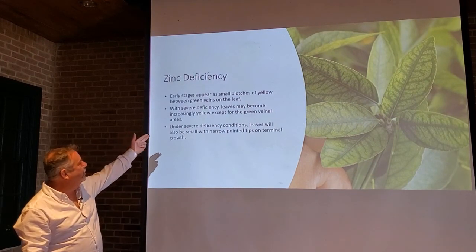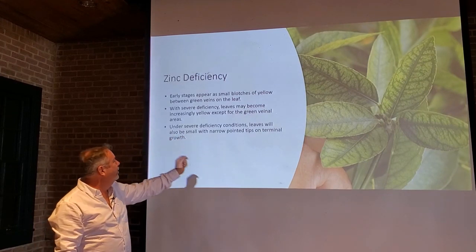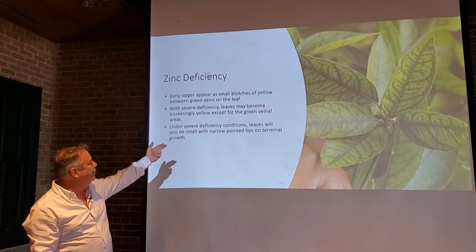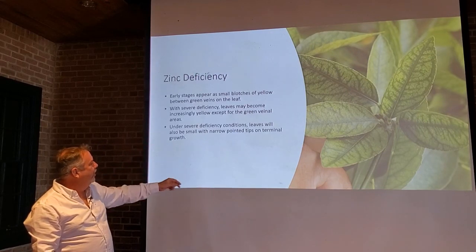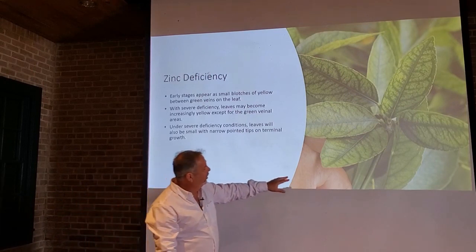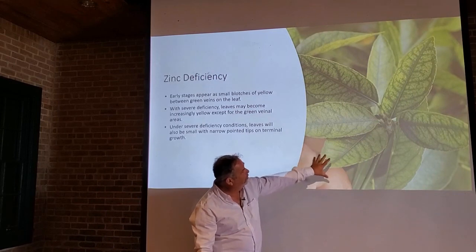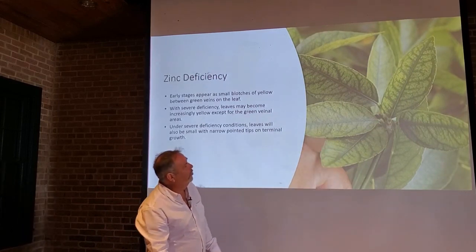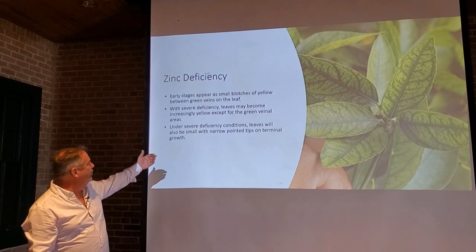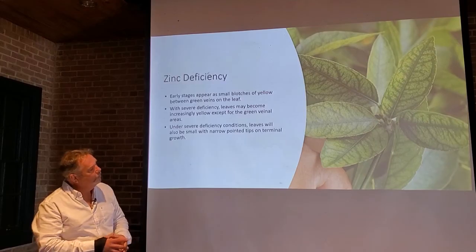Early stages appear as small blotches of yellow between green veins of the leaf. With severe deficiency, leaves may become increasingly yellow except for the green veinal areas. And you can see these really good pictures in here. The veins themselves are nice and dark with the light green pretty much evenly distributed between the spaces. Under severe deficiency conditions, leaves will also be small with narrow pointed tips on the terminal growth.